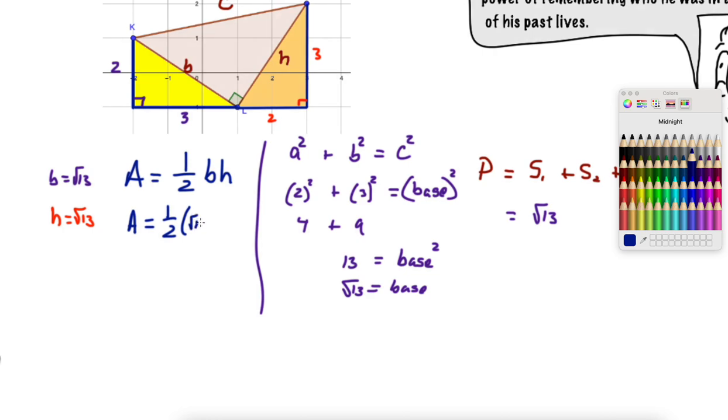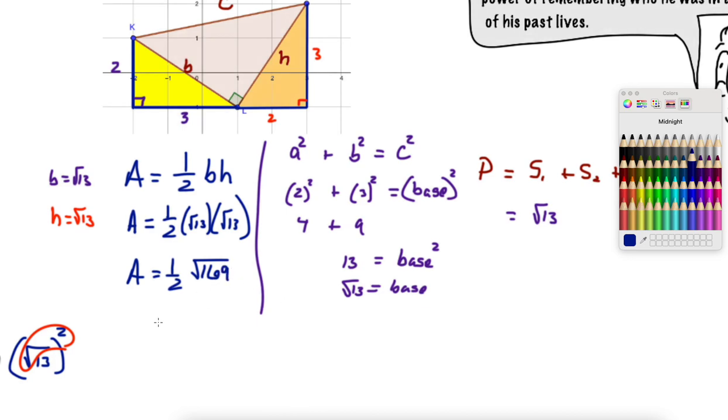1/2 root 13 times root 13. Okay, so root 13 times root 13 is just 13. When you multiply a square root by itself, you're canceling the square root, because if I take the square root of 13 and I square it, the square and the square root cancel each other out. Those are inverse operations, and that just leaves me with 13. If you're not quite sure about it, you could say root 13 times root 13 is root 169, and if you take the square root of that, it's 13. So our answer for the area is 13 halves, or you could say 6.5 units squared.